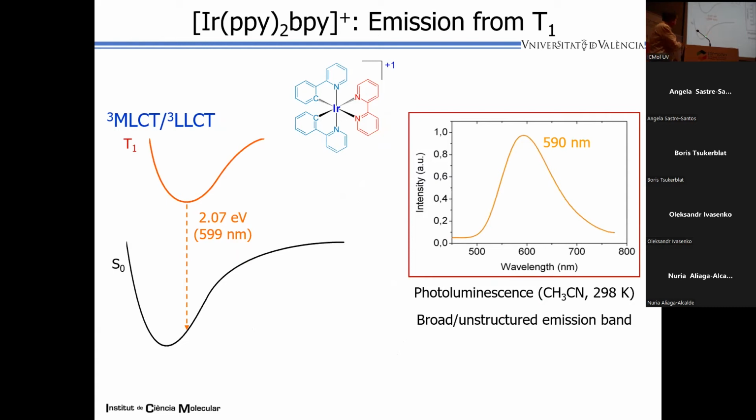You can see here the theoretical prediction, and you can see here the photoluminescence spectra. It's in very good agreement, it's emitting in the orange. And a very important thing also: when you have emission from this kind of charge transfer state, you always have a very broad, non-structured band. This is very typical.